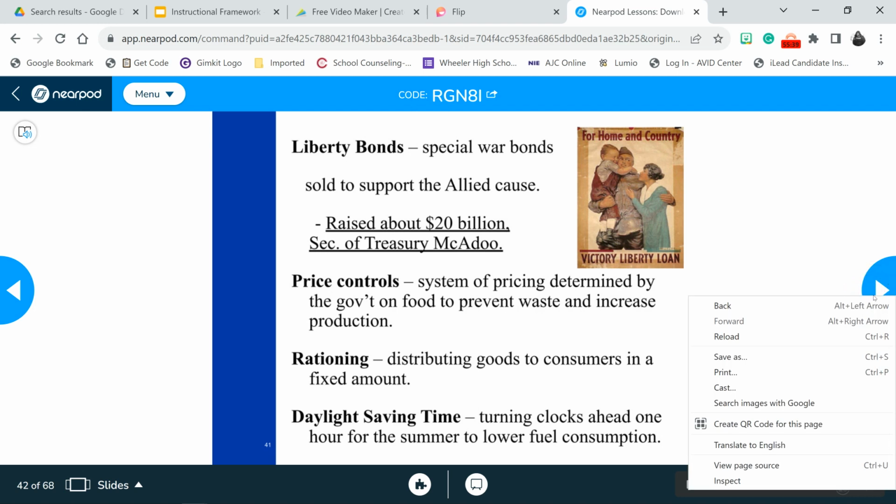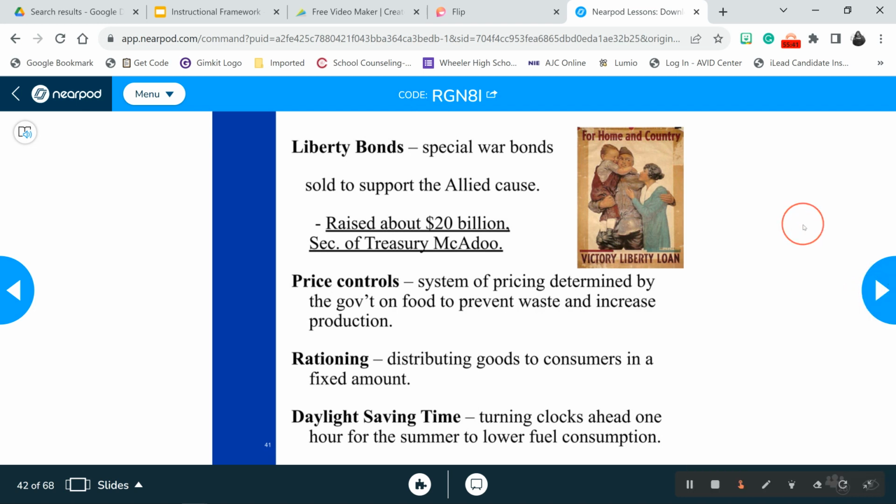They also set up rationing, which was the distribution of goods, to make sure that people actually have what they need. And also daylight savings time. You know, the thing that some of us hate, some of us love. That got established during World War I as well, as far as turning clocks ahead one hour in the summer to help lower fuel consumption. That's why we have daylight savings time. Is everybody clear there? Does that make sense to everybody? During World War I, we're trying to lower fuel consumption.